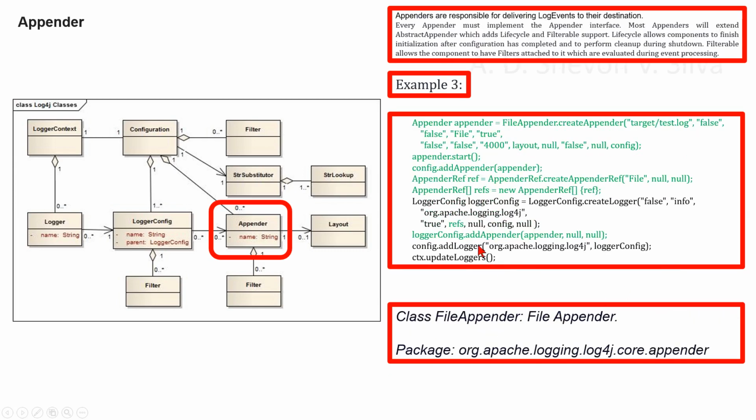Here you can see in this code segment, this is a file appender. This is in package org.apache.logging.log4j.core.appender. In this code, this adds an appender and a new logger config using that appender to the current configuration.